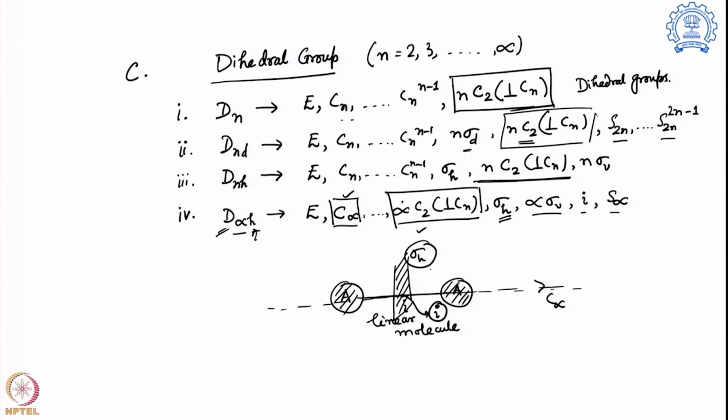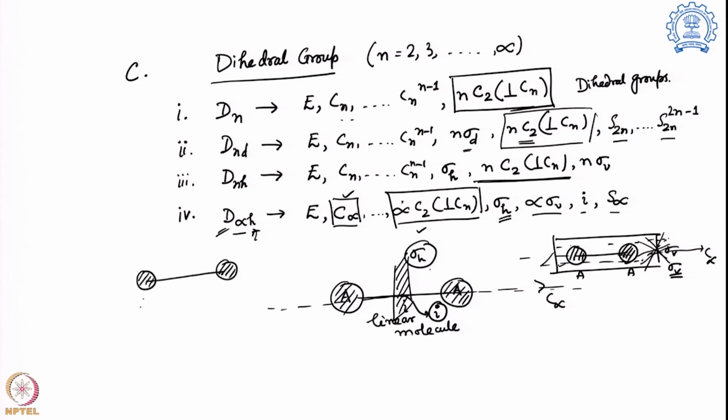And where are the infinite number of sigma v's? I am drawing the molecule one more time. So, it is the same molecule, A and A. You can have a sigma v over here, you can have a sigma v on the perpendicular, or at any angle in between them. So, for all the possible angles you can think of, that particular plane will contain these two atoms and contain the C infinity. So, that means these are all sigma v's, and you can have infinite possibilities of that. And the question comes, where is the C2 position?